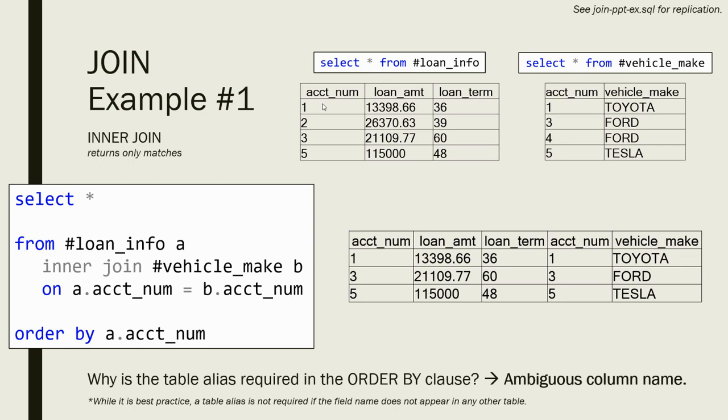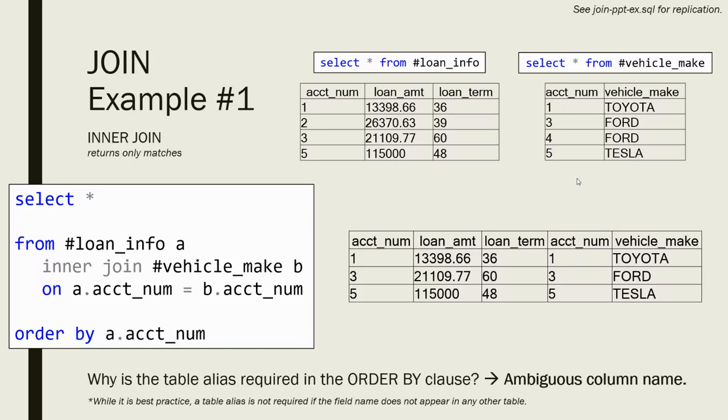If we just look across these tables, we can already see that there's a match for account number 1 and a match for account number 3. There is not a match for account number 2 or account number 4. Account number 2 appears in our left table but not in our right. Account number 4 appears in our right table but not in our left. And account number 5 is found in both tables.